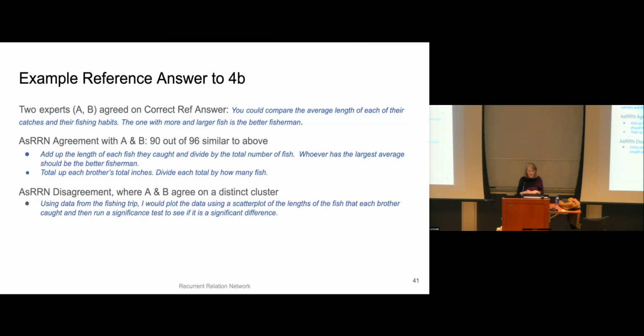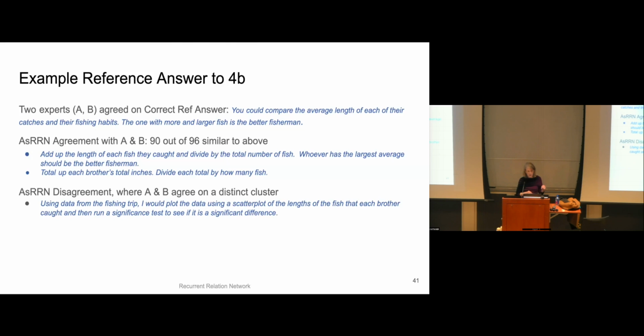But if you look at actual examples, a lot of them, if we cherry pick some, they look pretty good. So here's an example that we actually used as a correct reference answer that 2 experts agreed on. You could compare the average length of each of their catches and their fishing habits. The one with more and larger fish is the better fisherman. And this was in the context of asking students, here's a scenario: if I want to know if somebody's a better fisherman, would I use statistical reasoning? And if so, how would I do it? So this is answering the second part.